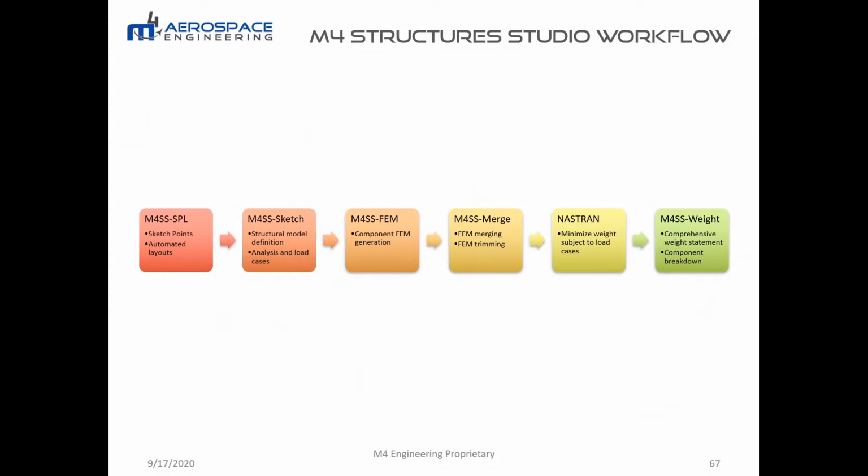Then we do the majority of the work in our sketch module here. We're going to define those materials and those load cases that we talked about, and we're going to set up our analyses. Then FEM and merge are the automatic components. We're going to mesh our geometry and then merge all the components together. And then finally, we'll run through Nastran to do the design optimization, and we'll post-process that and get a weight statement.